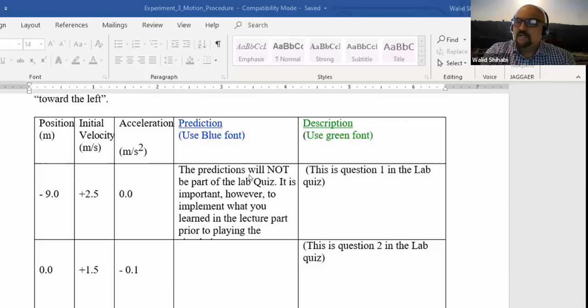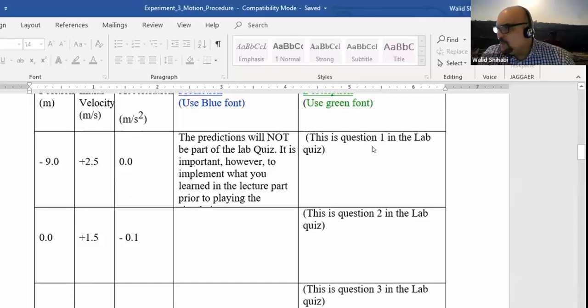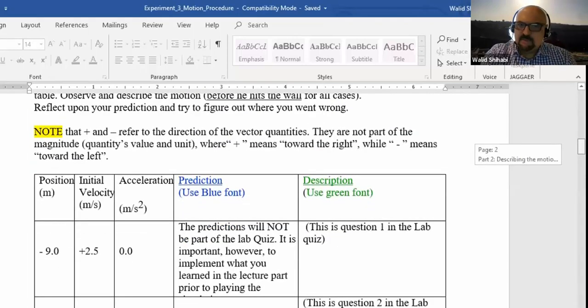Okay, so always, guys, start with prediction. This will test your understanding. Do that for all of them. And then after that, you can test it by actually doing the lab. Okay. And here I'm giving you the question in the lab quiz. So you'll have the same question here in the lab quiz about that. So this is the first table. The first table is about describing the motion, okay?